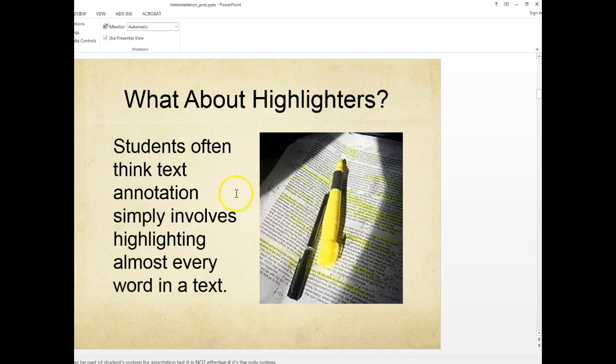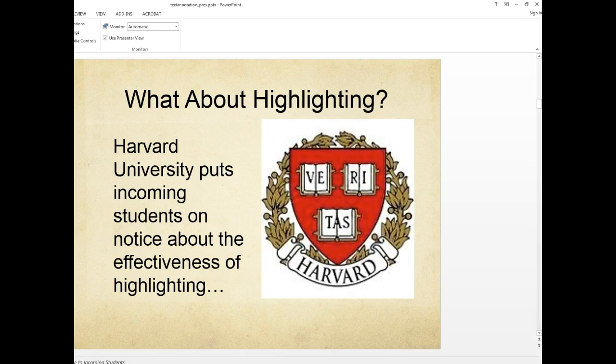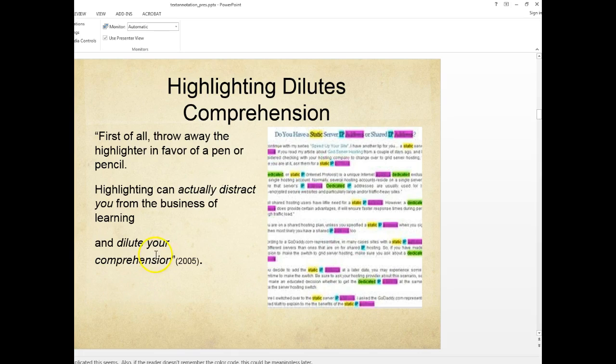Now a lot of people like to use a highlighter, but it's frowned upon because sometimes using a highlighter can just become more confusing. Let me go to the next point here. Harvard University did a study and it said that using highlighters is not good, and they recommend that their freshmen do not use the highlighters. So here's the research. First of all, throw away the highlighter in favor of a pen or a pencil. This way you can write as you go. Highlighting can actually distract you from the business of learning and dilute your comprehension.